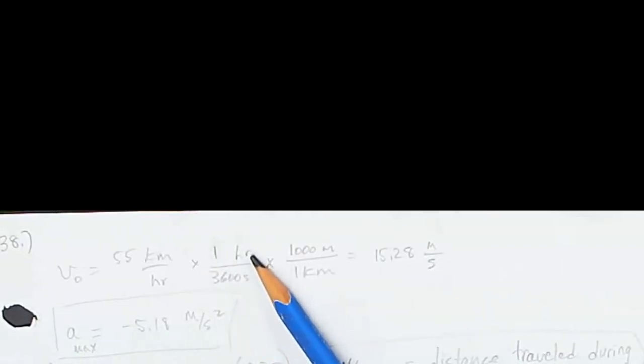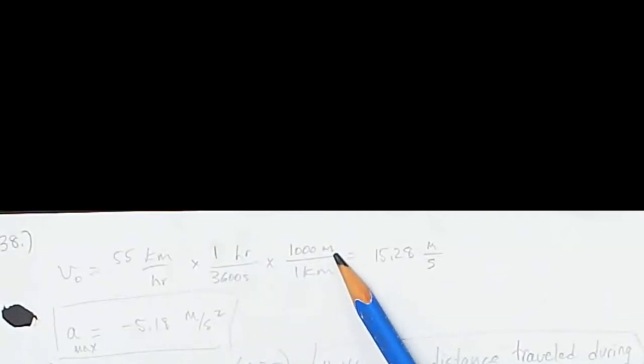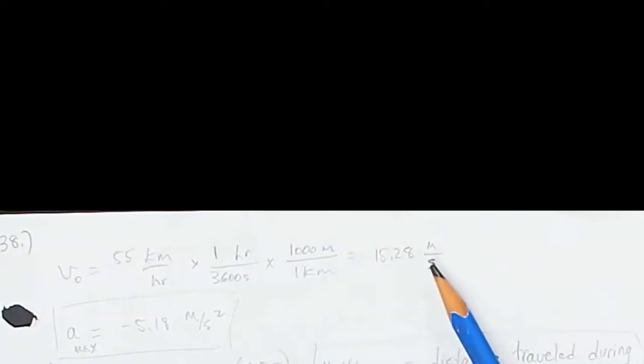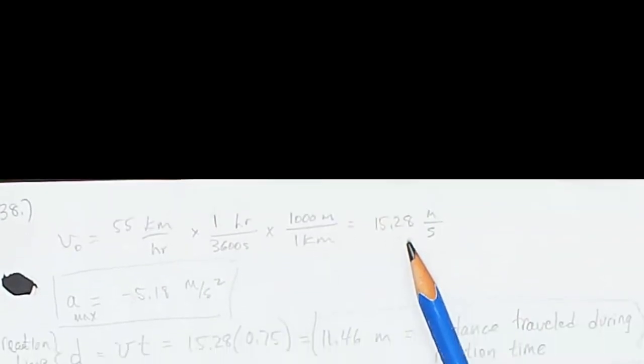So 1 hour is the same thing as 3,600 seconds. So this is in effect the number 1. And 1,000 meters is the same thing as 1 kilometer. So the result is this kilometers cancels off with this kilometers, this hours cancels off with this hours, and I'm left with meters per second. So 55 kilometers per hour is the same thing as 15.28 meters per second.